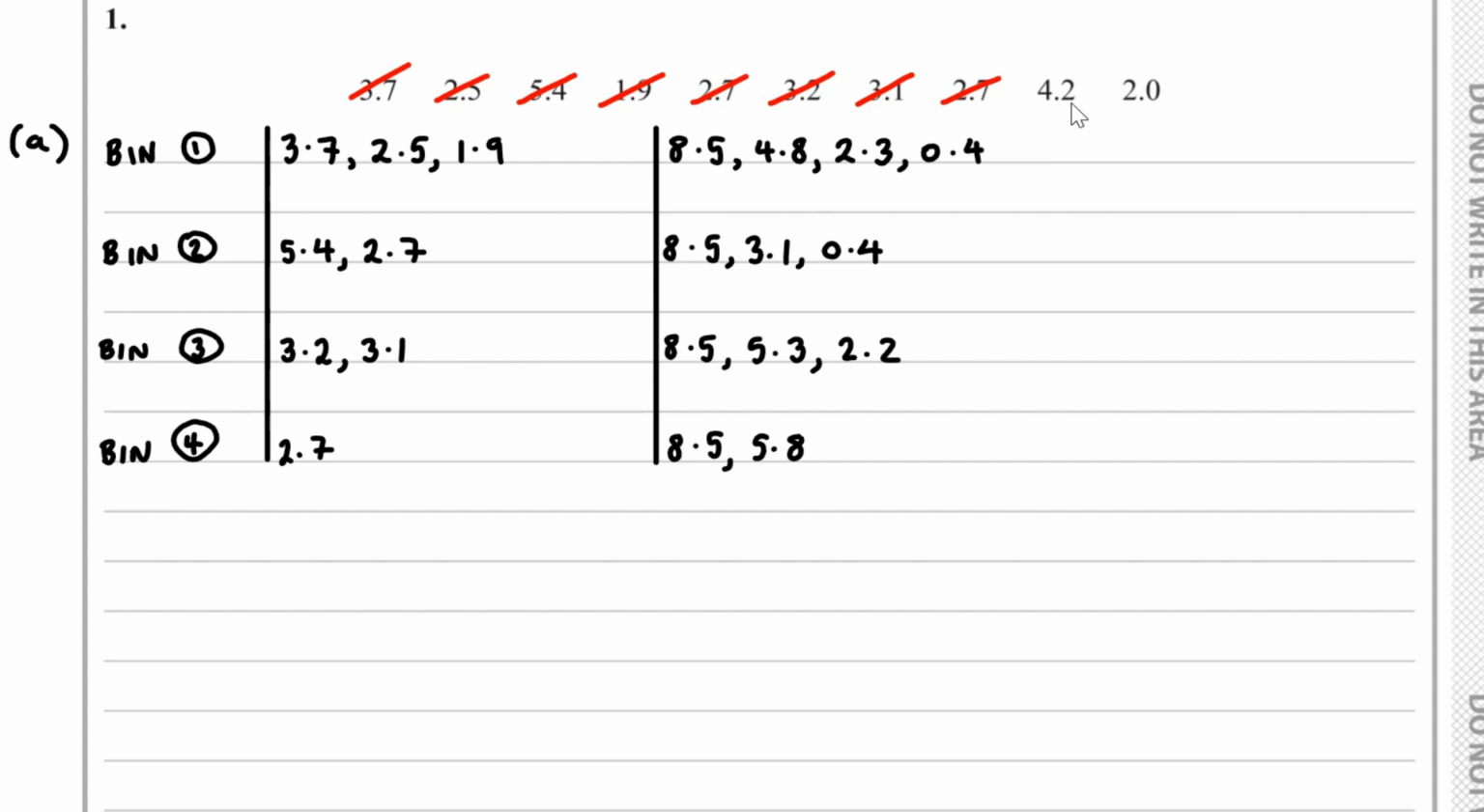Let's take a look at the 4.2. There's not enough space in bin number 1. There's not enough space in bin number 2. There's not enough space in bin number 3. However, there is enough space in bin number 4. So we put the 4.2 into bin number 4.